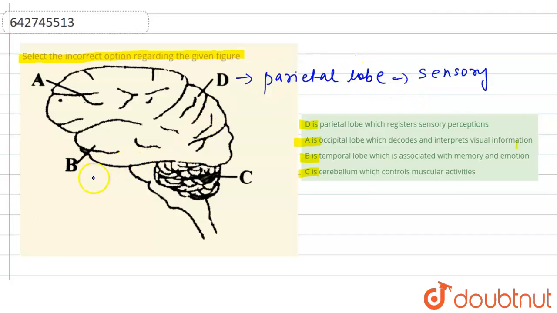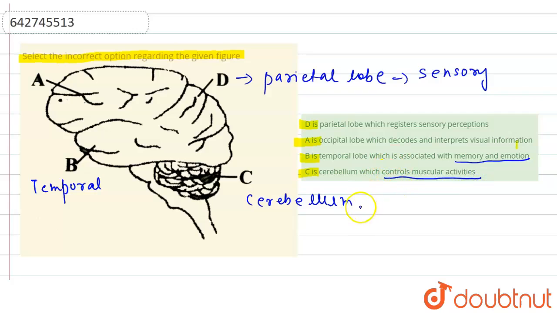Now if we talk about B here, it says that B is the temporal lobe which is associated with the memory and the emotion here, right? Yes, B is the temporal lobe of the brain here, and it is associated with the memory and the emotion, right? Now if we talk about C here, C represents the cerebellum, and the cerebellum is the one which controls the muscular activity of an individual here, right? So this is also true here.